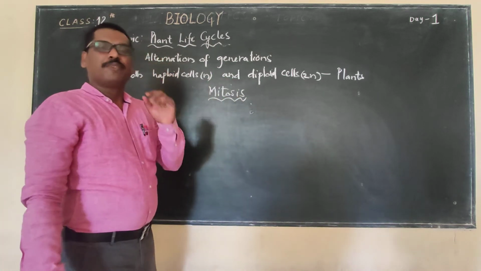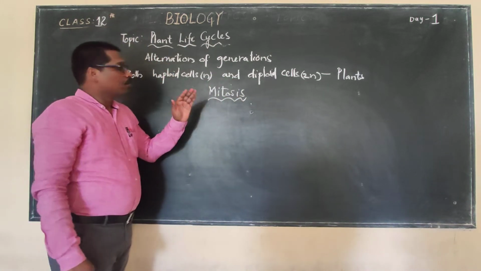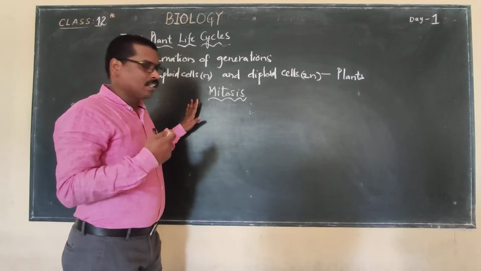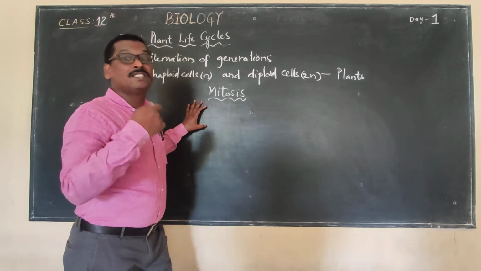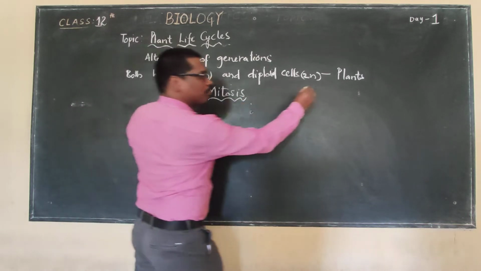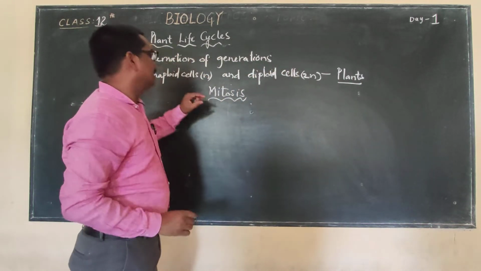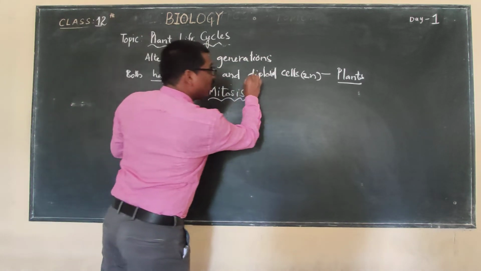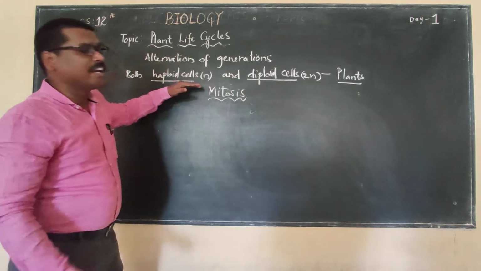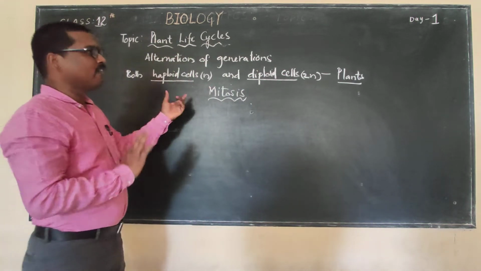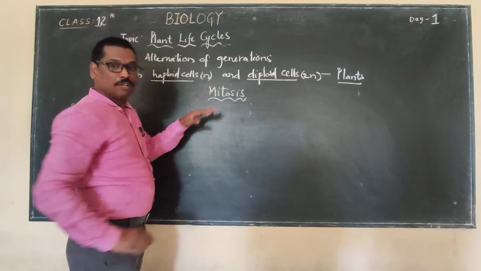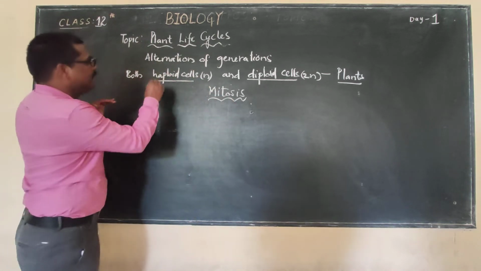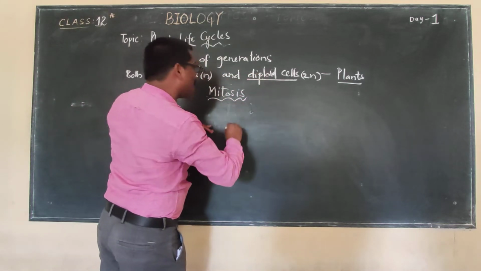Why? Because if you look at animals, mitosis takes place only in the body cells, whereas meiosis takes place in the germ cells. But in the case of plants, we should remember that mitosis takes place both in the haploid cells and also the diploid cells. This is a very interesting point we have to keep in mind. Remember this.